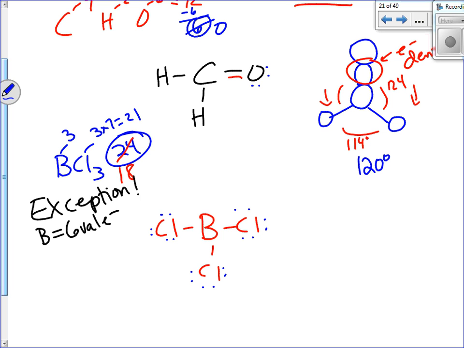There are a lot of exceptions. Pretty much, the exceptions are beryllium wants 4, boron wants 6, and then energy level 3 and above can do expanded octets. So we'll get to those in a minute, but they can do expanded octets. So, really, ball and stick model wise, this one is going to be 120.